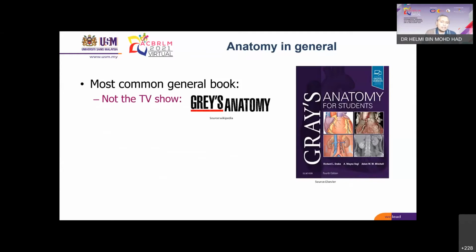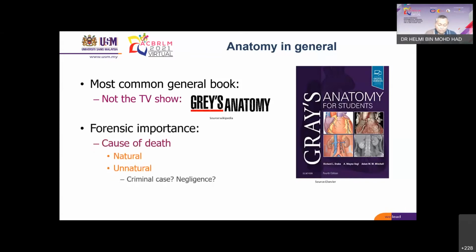So in general, most people in medicine and health sciences will refer to the Gray's Anatomy book, which tells us all about the anatomy. It is not the Grey's Anatomy TV show, even though the spelling is different, it sounds the same. So why do we refer to the anatomy book? It is because we want to determine the cause of death, either natural or unnatural. If it's unnatural, is it a criminal case or is it just due to negligence?